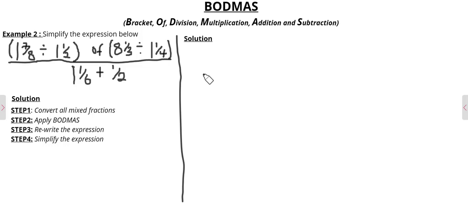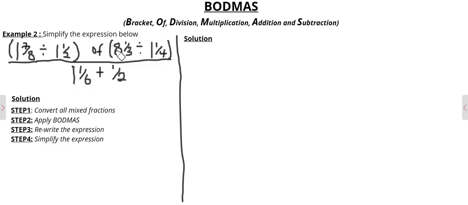The previous one was quite long because we have to explain in great detail how we convert the fractions, the mixed fractions, and then before we simplify. Now we have another one before us here which says 1 whole number 7 all over 8 divided by 1 whole number 1 all over 2 of the other side of this fraction.